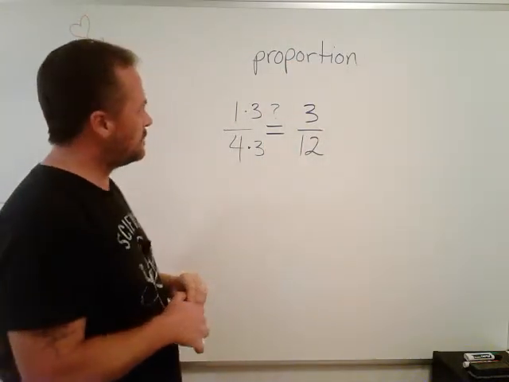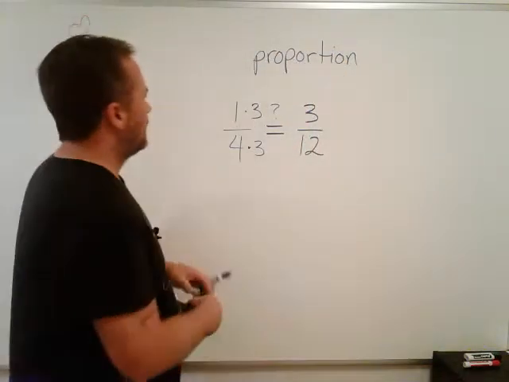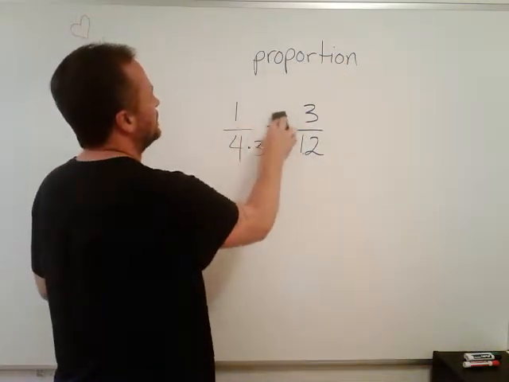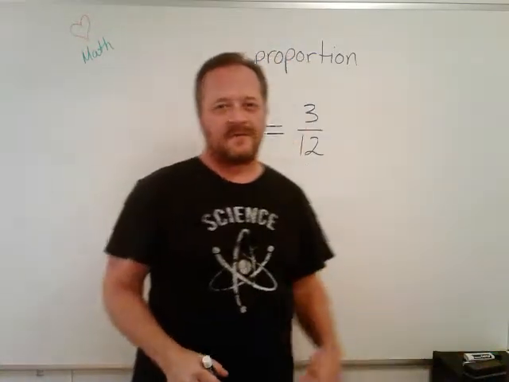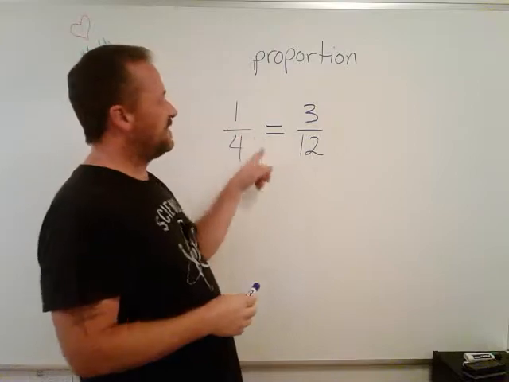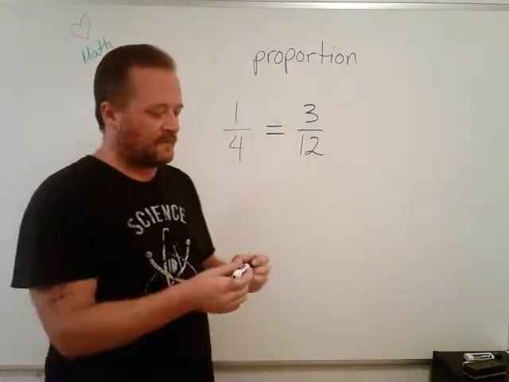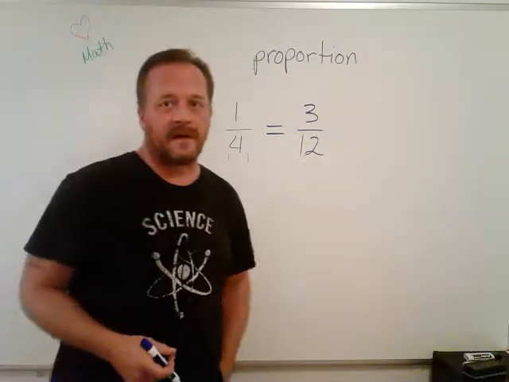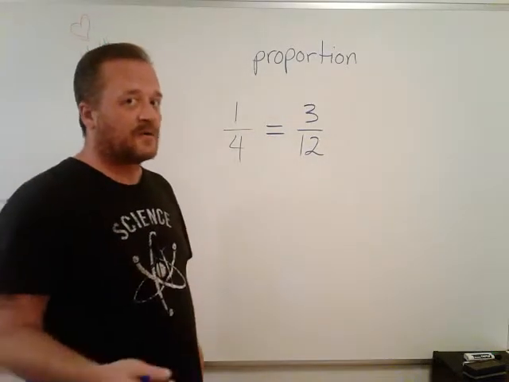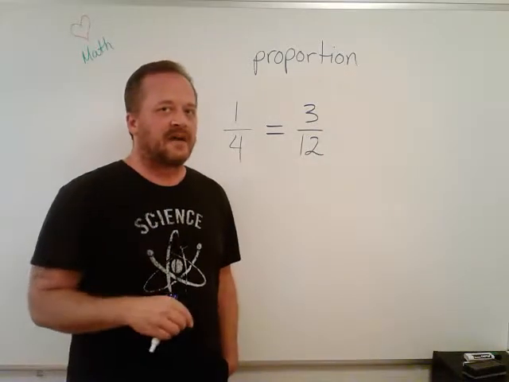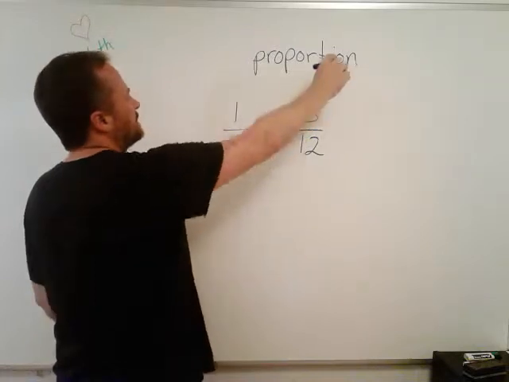Okay? But there's another test we can do too. And it's probably the one I used to do the most. Because sometimes numbers get weird, or sometimes numbers get really big, and you don't want to try to figure out what the factor is. So here's another thing you can do. It's called cross multiply. If you see this equal sign in the middle, you know it's a proportion, and you know you can do this test. We're going to do cross multiply.